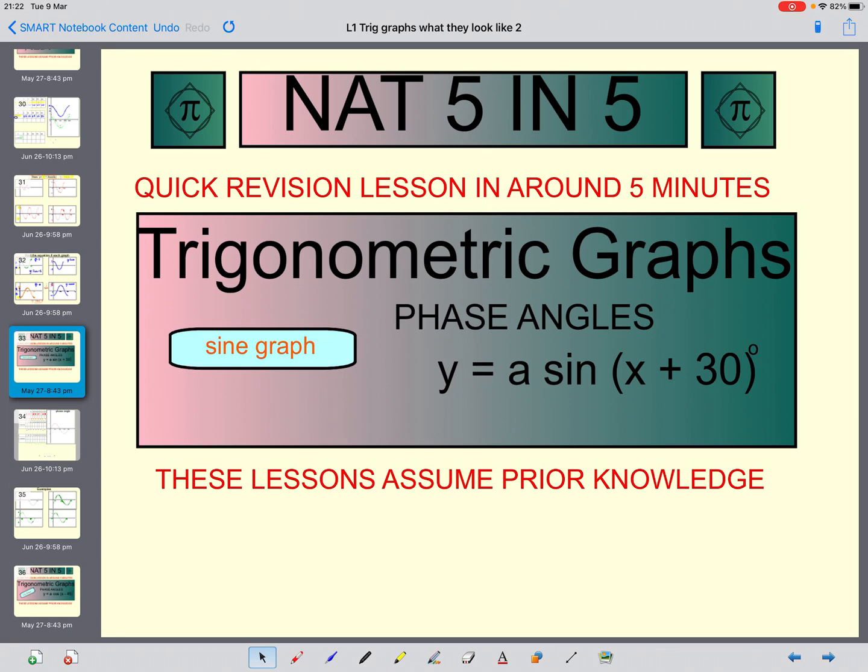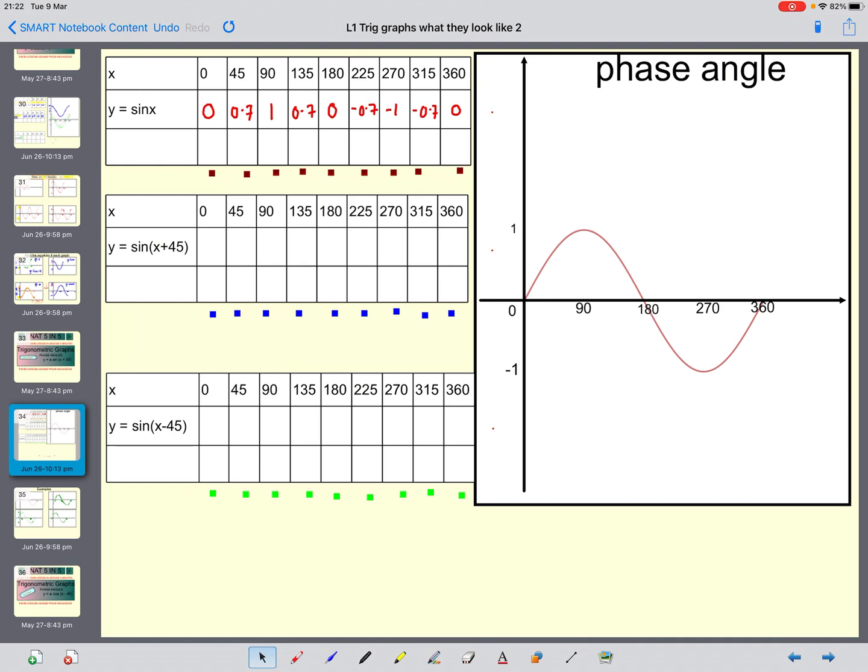We're going to look at more trigonometric graphs and we'll look at phase angles. Basically, we're going to look at the sine graph and it's going to either move to the left or the right. We should all know what the sine graph looks like by now.